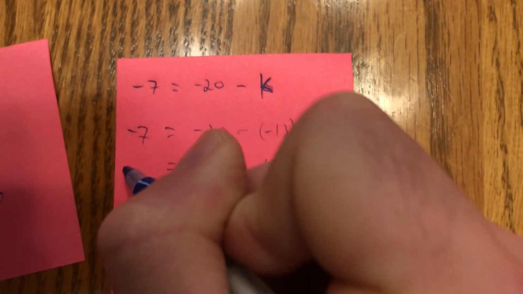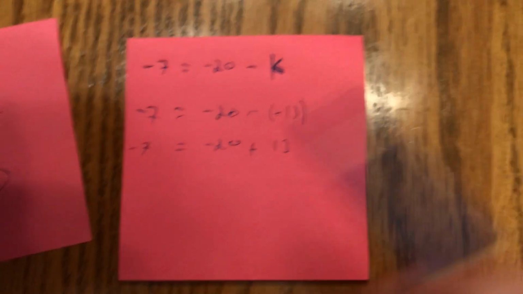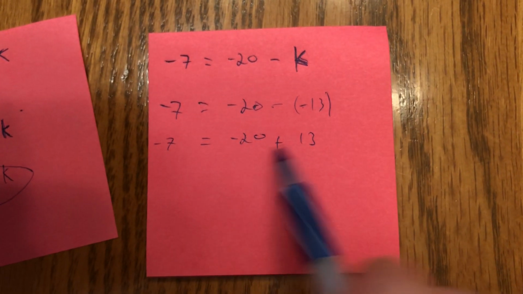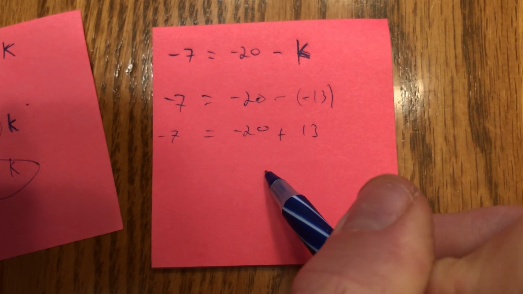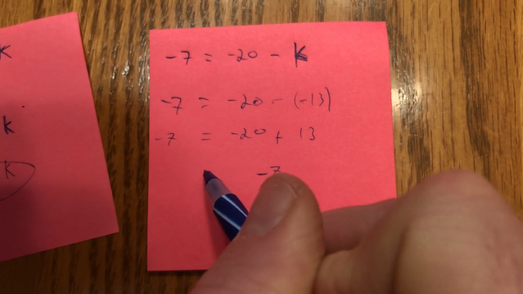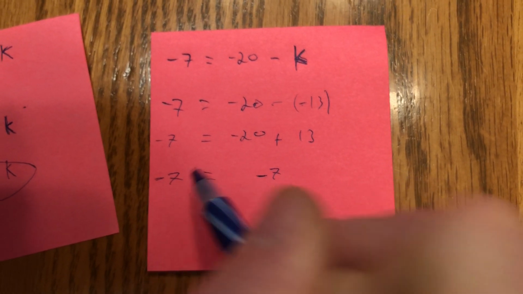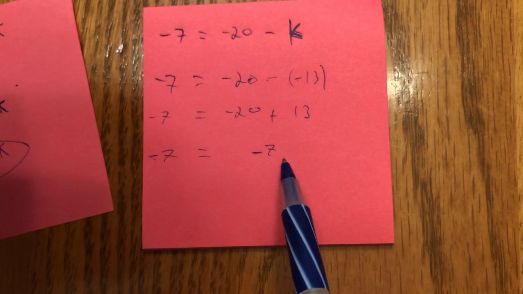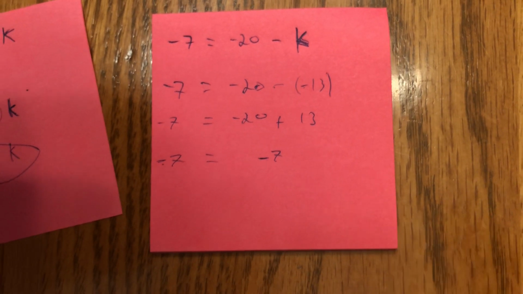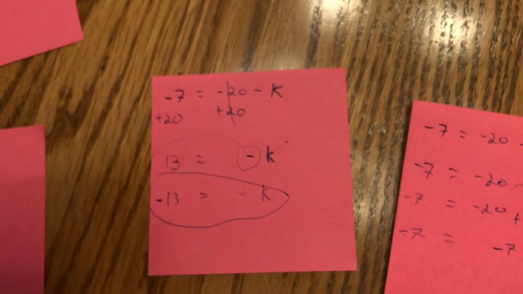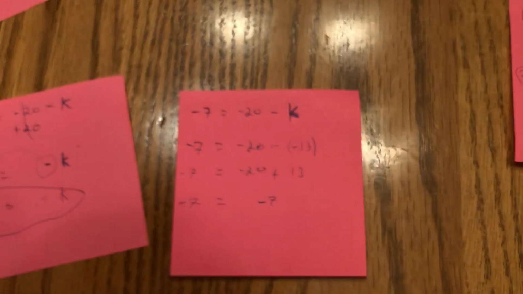Negative 20 drops. Negative 7 drops. Okay, I can simplify over here. Negative 20 plus 13. The difference there is negative 7. Equal sign drops down. Negative 7. Check it out. Negative 7 equals negative 7. It works. So I checked my answer. I proved that it's correct.